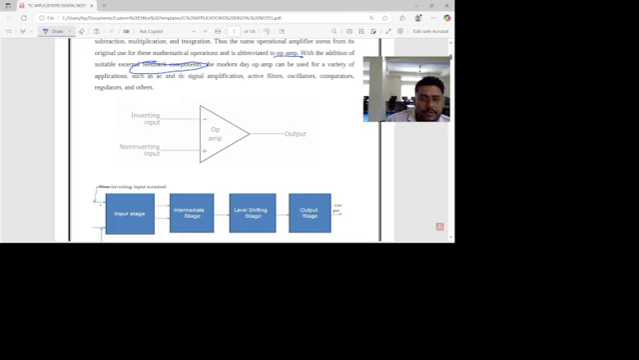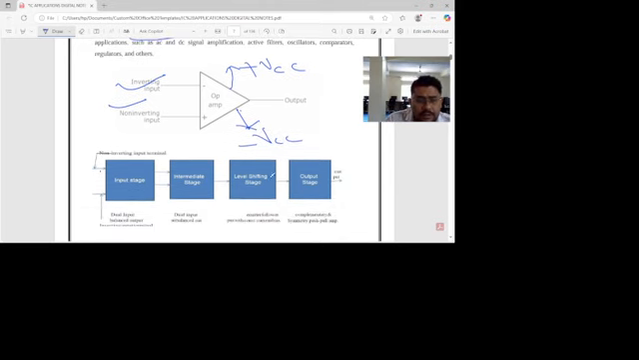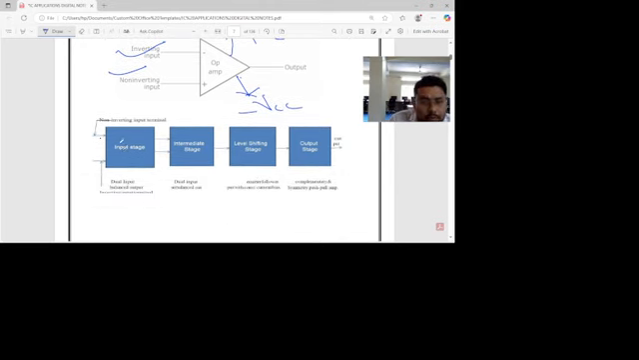This is the block diagram of the operational amplifier. It consists of two inputs: one is the inverting input and the second is the non-inverting input. There is one output terminal, and a power supply is also here: VCC saturation positive, and next VCC minus, saturation negative.